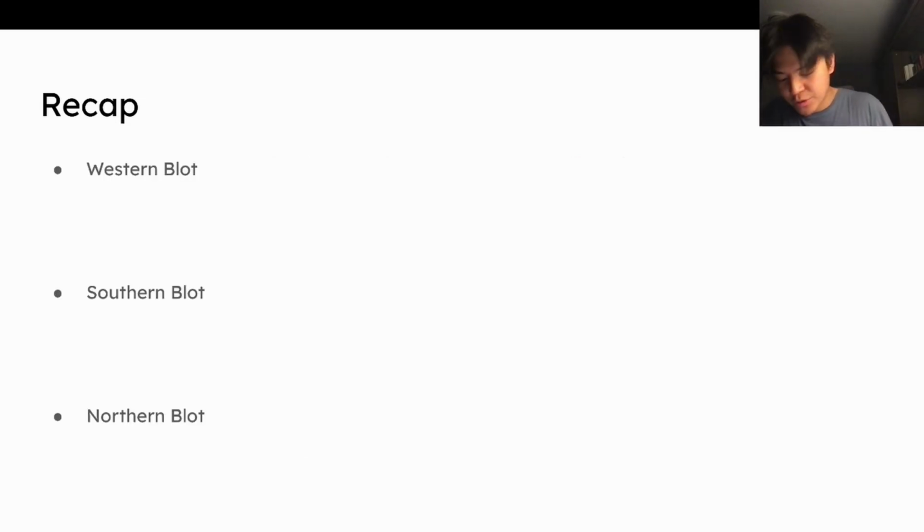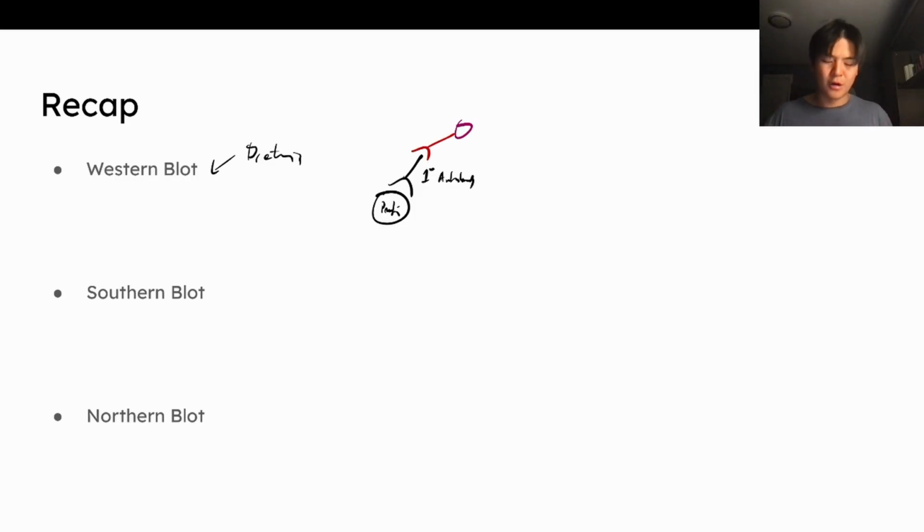So if we recap, our Western blot was for protein, sorry, not DNA. And remember, we used our primary antibody and secondary antibody. The secondary antibody had our dye or our indicator, and it bound to the primary antibody, and the primary antibody bound to the protein. Remember, so we have our protein, and then we have our primary antibody, and then we have our secondary antibody with our dye. Oh, sorry, not our probe, our dye. And that's basically how we find the protein in the Western blot, right?